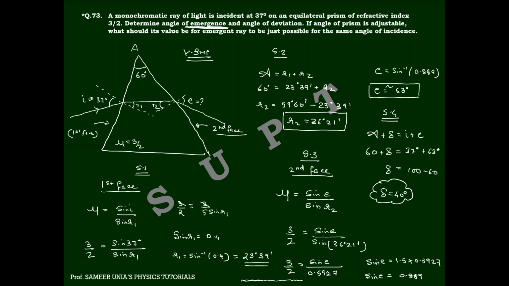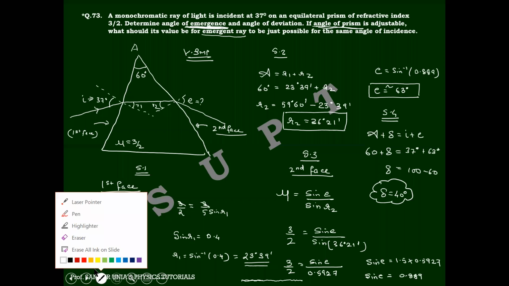Now next part. It is not over. What should be the value of the emergent ray to be just possible for the same angle of incidence? What should be its value for the emergent ray? That means the value of what do we need? We need the value of A, the angle of prism, for the emergent ray to be just possible. Now listen to me, I will make the diagram again. I'm rubbing all these things. If you want to take a screenshot, you can take.